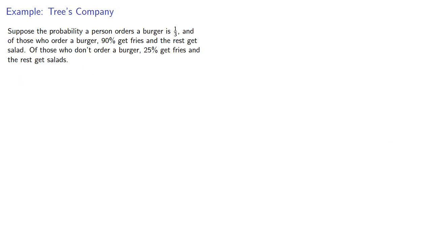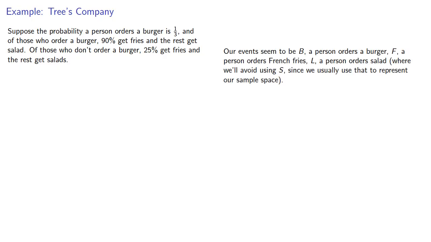Or let's consider one where we're given probabilities. Suppose the probability that a person orders a burger is 1/3, and of those who order a burger, 90% get fries and the rest get salad. Of those who don't order a burger, 25% get fries and the rest get salads. Now, our events are B, a person orders a burger, F, a person orders fries, L, a person orders salad, where we'll avoid using S since we usually use that to represent our sample space.